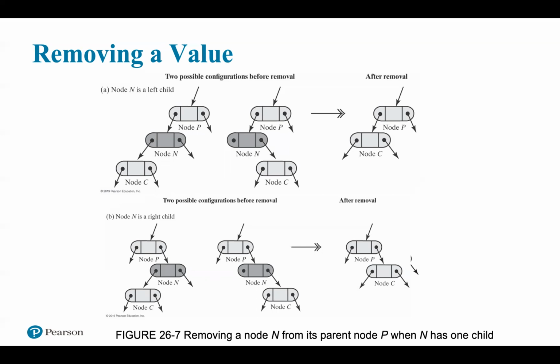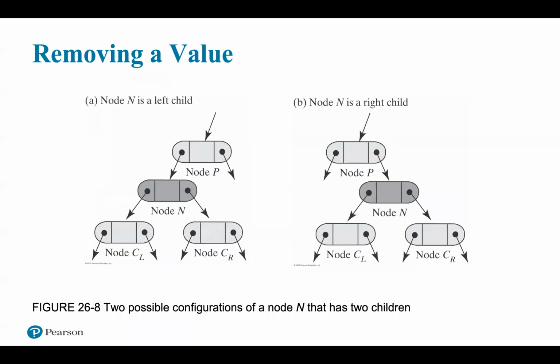Is the resulting tree a binary search tree? If n is the left child of p, for example, the entry in p is greater than all entries in p's left subtree. After we remove n, the relationship is still true, and so our tree is still a binary search tree. Analogous reasoning applies when n is the right child of p.